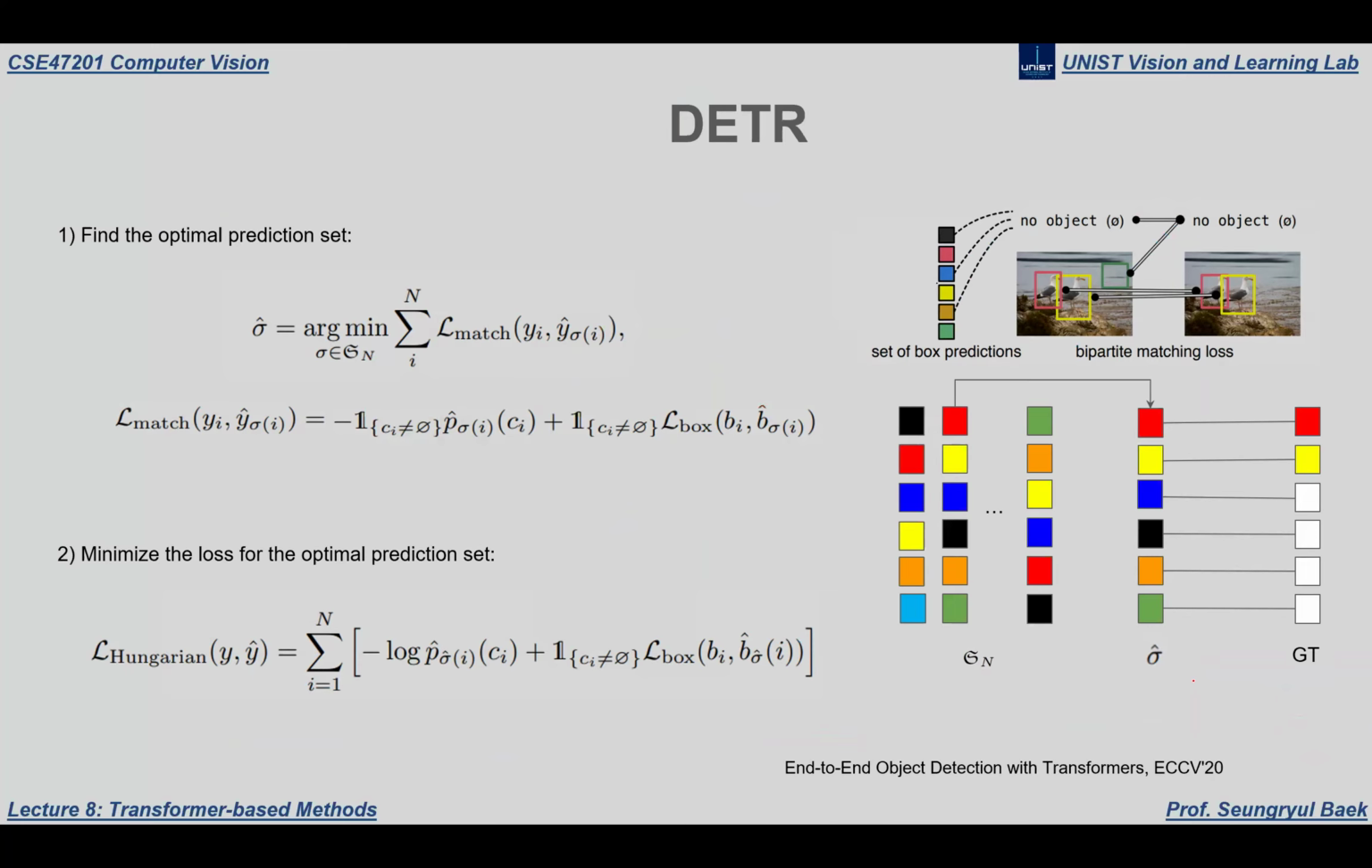So here in the original ECCV paper, they are proposing this DETR, and the name comes from detection transformer, okay? They are focusing on the object detection task, so DETR is detection transformer, okay? And when applying it, in the object detection task, the situation is like this.